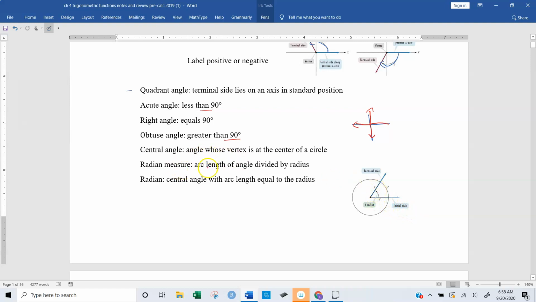Radian measure is the arc length of an angle divided by the radius. So like the arc length of the angle is here, then the radius is here. When the arc length and the radius are the same, that is 1 radian. So right here, arc length equals the radius. That is a radian.